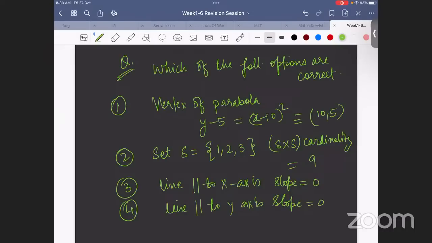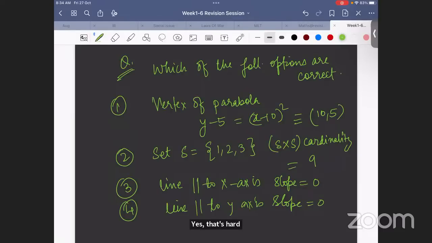Tell me how many of the options are correct. So first and second are correct, sir. Option 1 and 2. So first, second, and third. Yes, sir. You are correct: 1, 2, and 3.